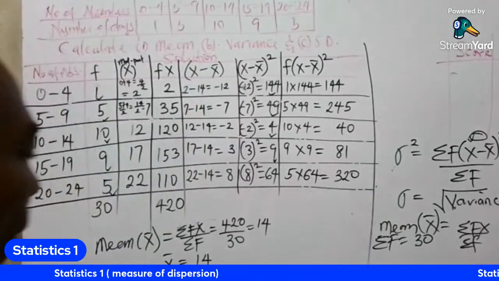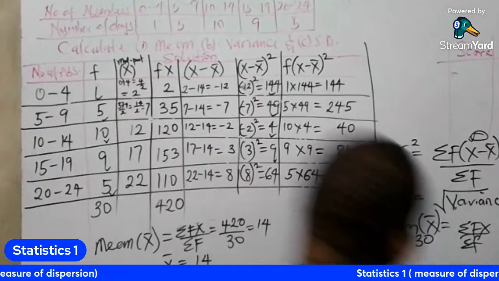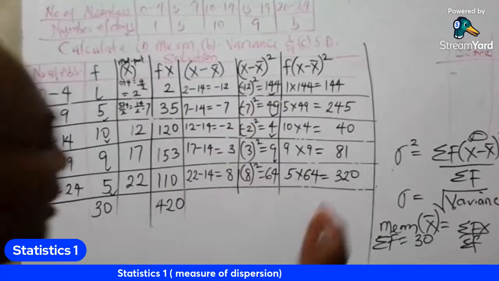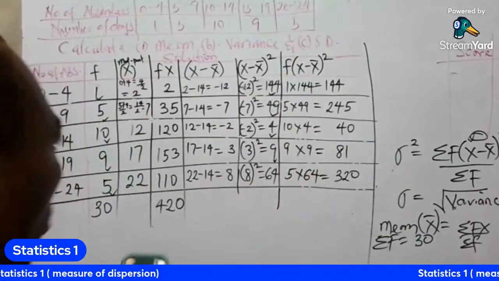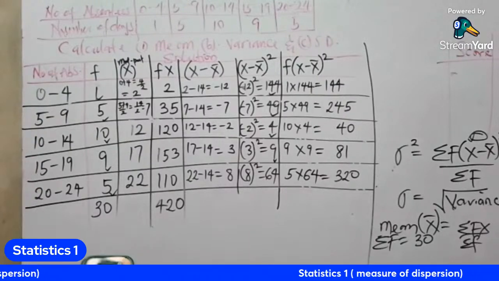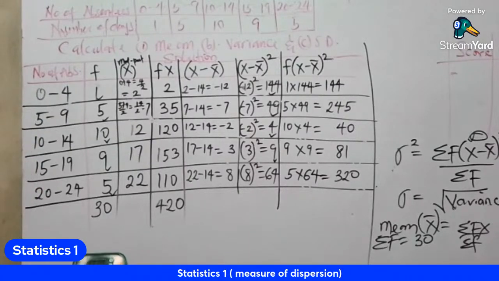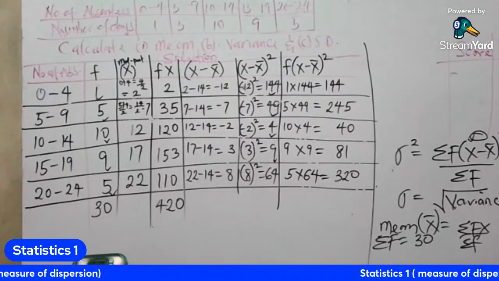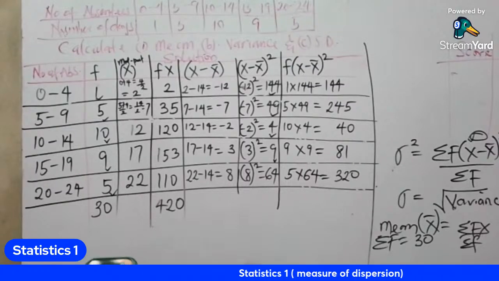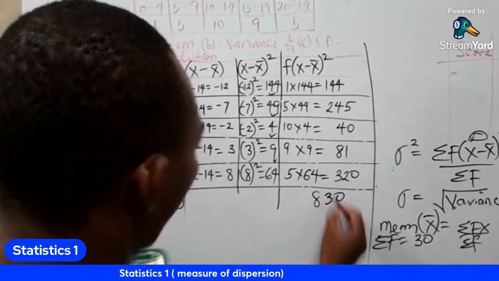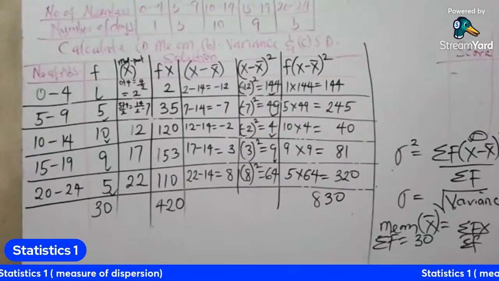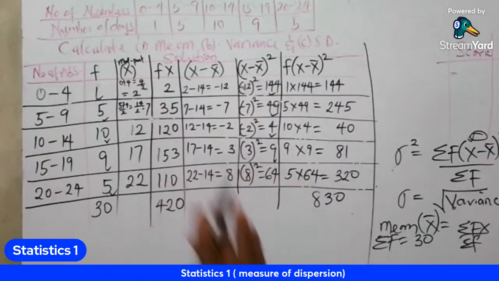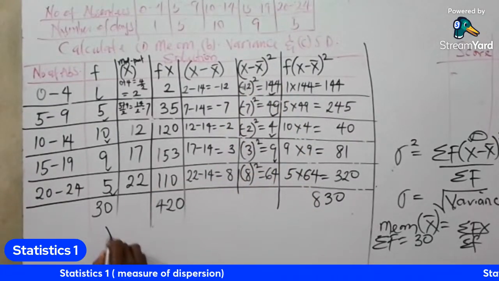So at this juncture, since I'm done with the mean, I can clean the mean and come to the original formula. Since I'm talking about the summation of all these, I would need to say 144 plus 245 plus 40 plus 81 plus 320. That will give me 830. You can confirm that that is 830. Like I said, you will need to do your calculation twice to be sure that what you are doing is right.